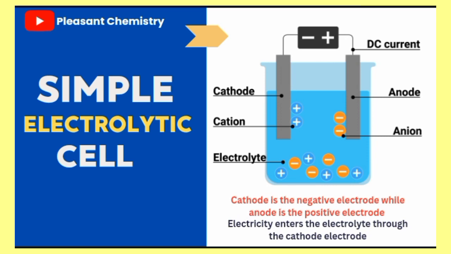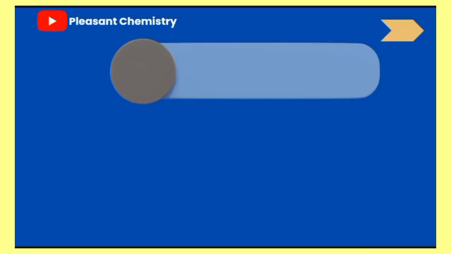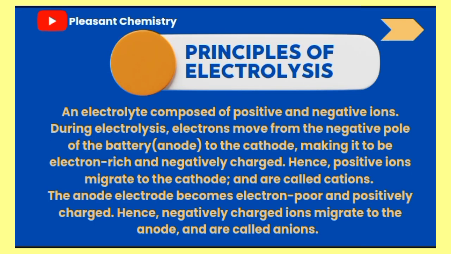Are we following? So let's quickly fast track principles of electrolysis. On which principle does electrolysis operate? Now read with me. An electrolyte composed of positive and negative ions. Every electrolyte is made up of ions. The positive, which are cations, and the negative ions, which are anions, during electrolysis.